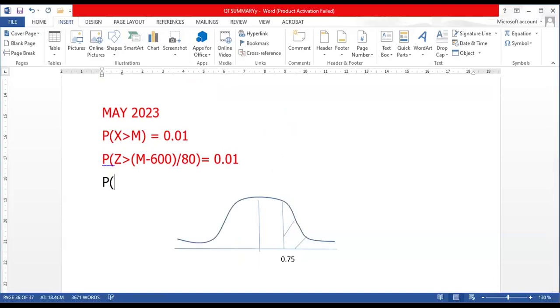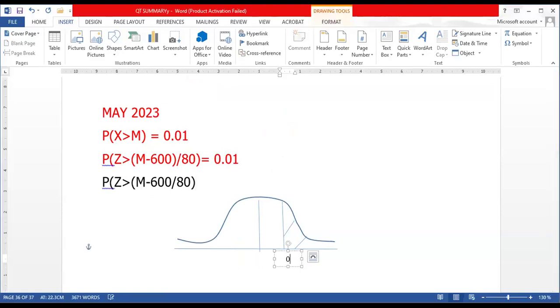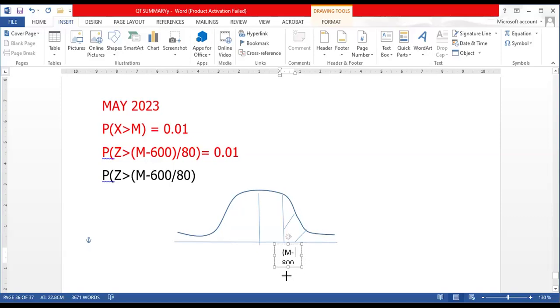Probability of z is greater than m minus 600. Now I don't have the value direct over 80. I don't have the value direct. So it means that where you have 0.75, I put just my m. I put my m minus 600.